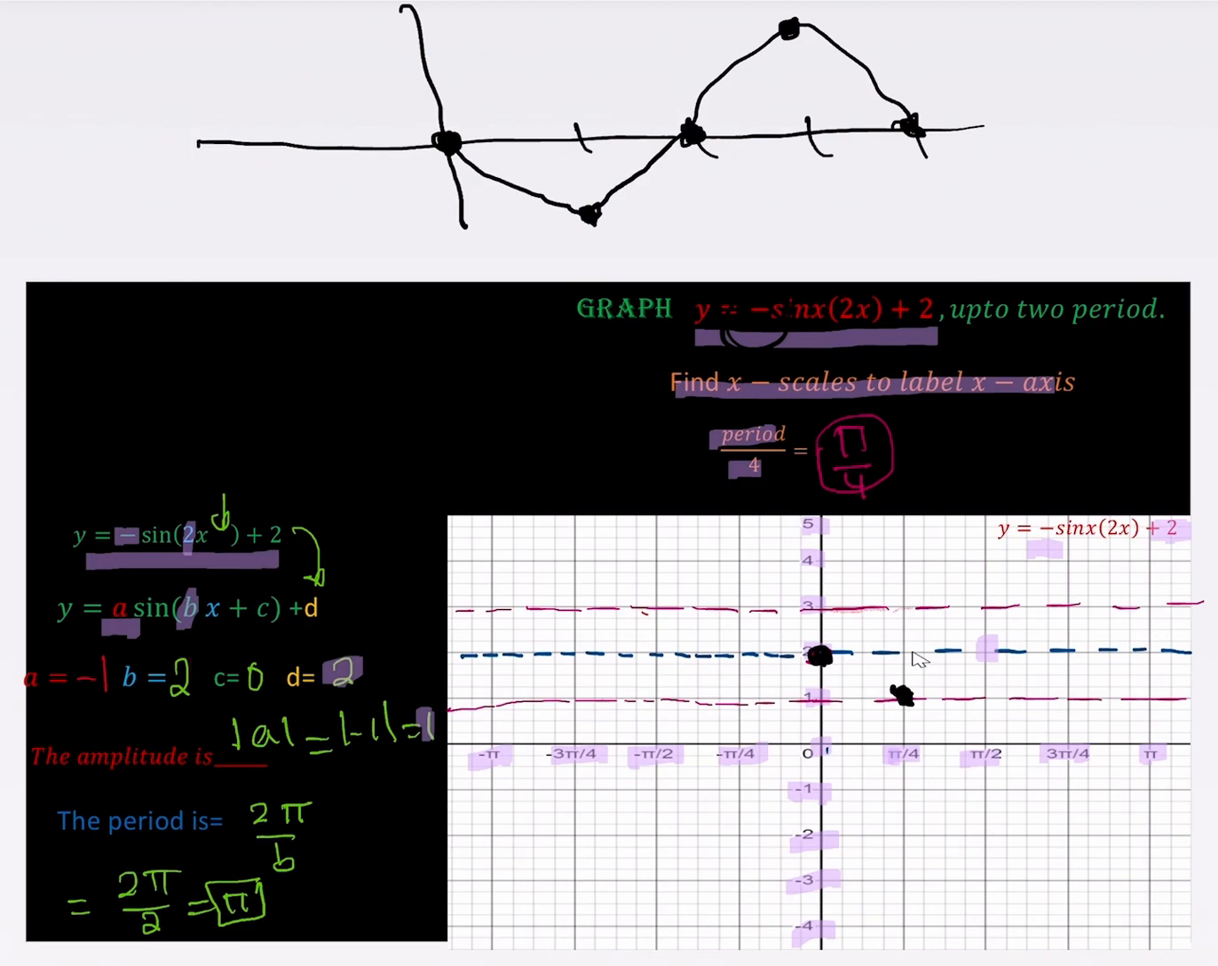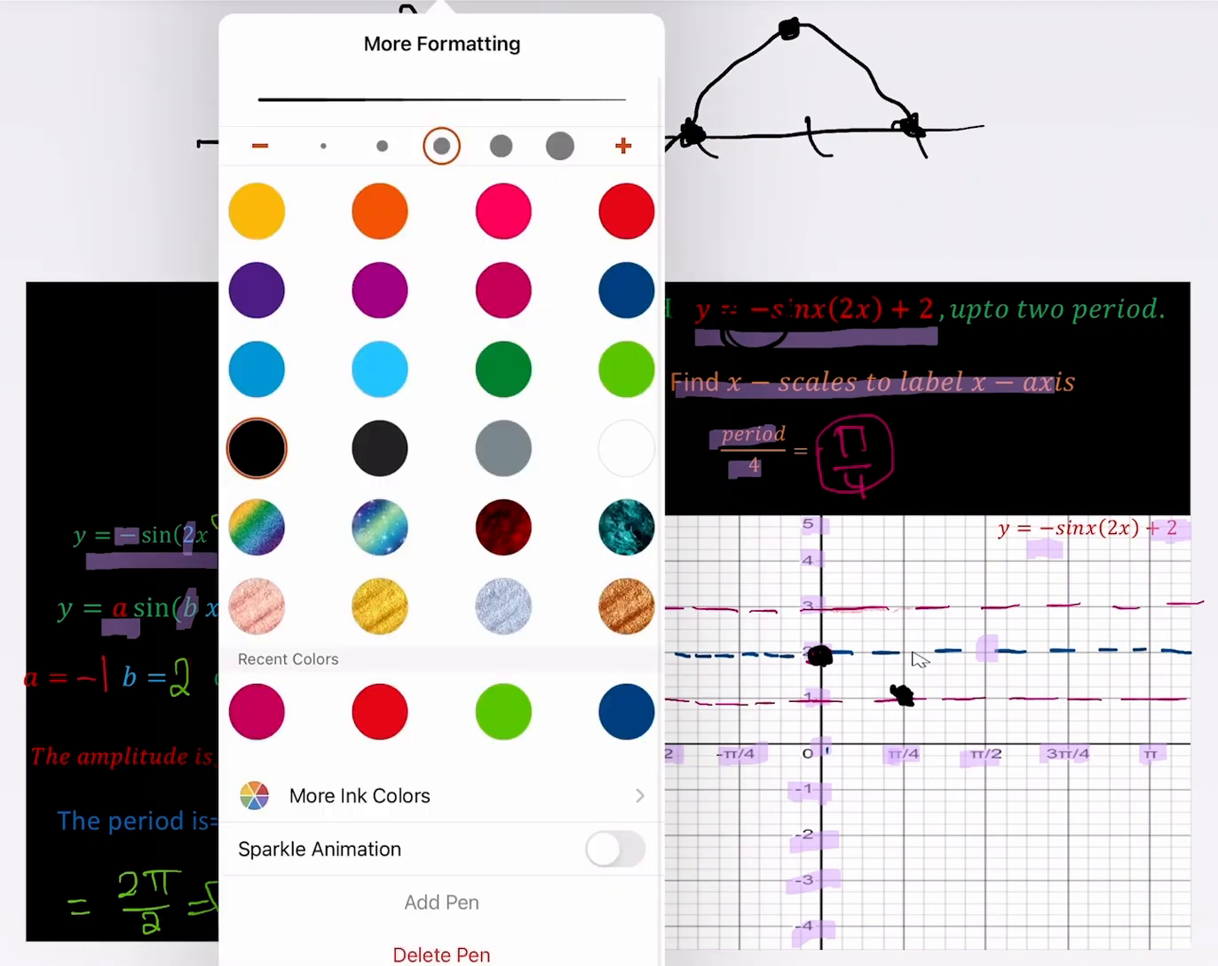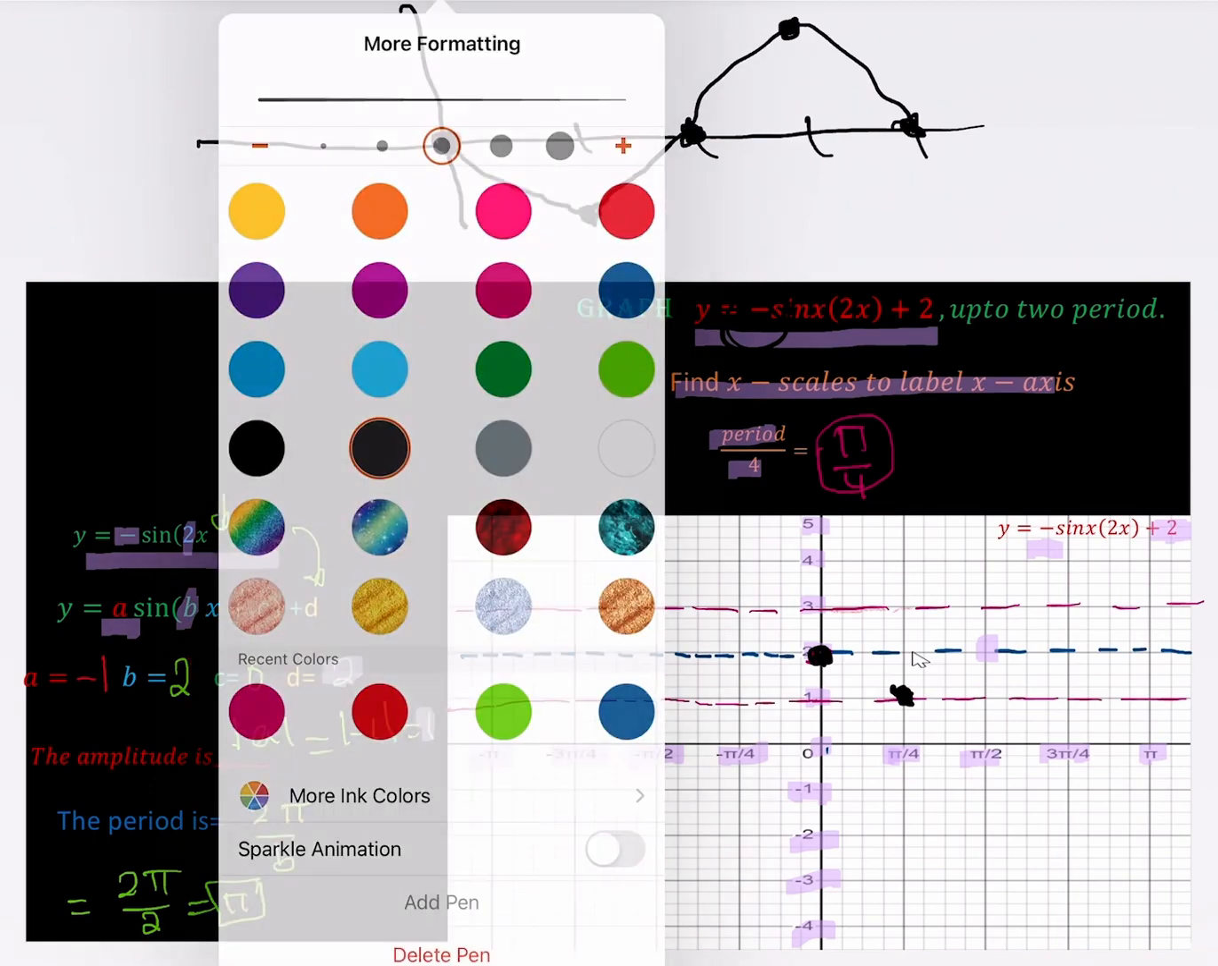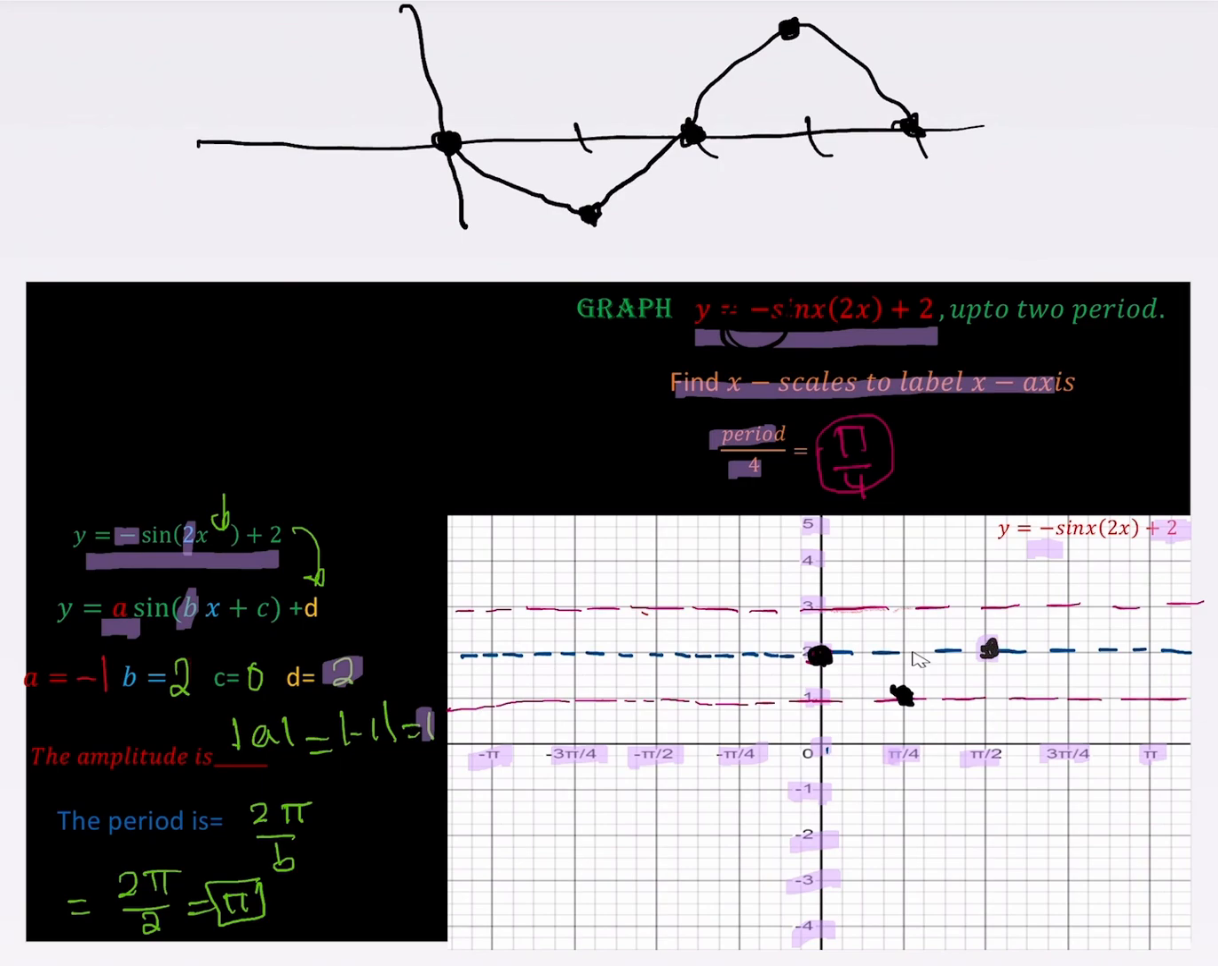Whoops. Let me get a pen. Going back right here. So we keep on going up till we reach the max. And then we're going to go back to the line. And we have a nice graph right here. Okay, that's the graph. Now, that's only one period.